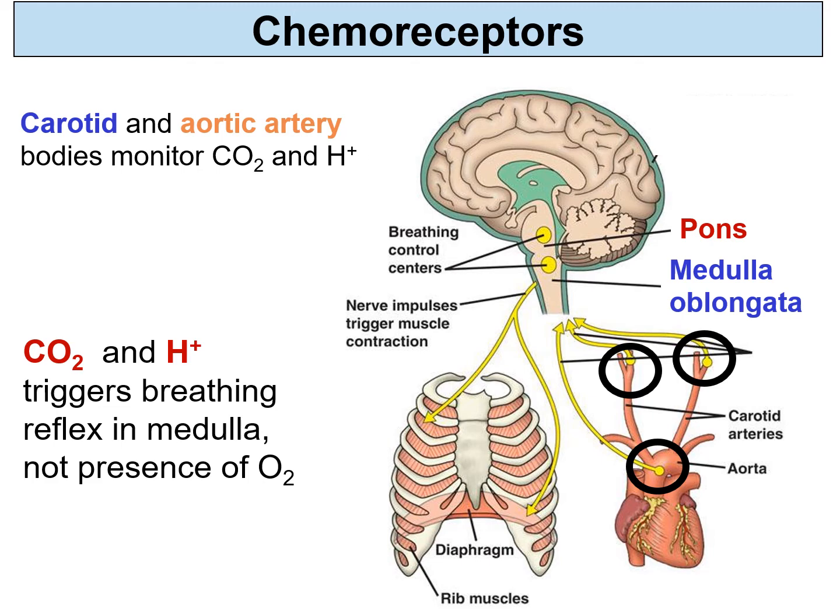So this is the medulla. This is the medulla. Here is the carotid arteries, carotid body on the arteries. This is the aorta, so this is the aortic body.